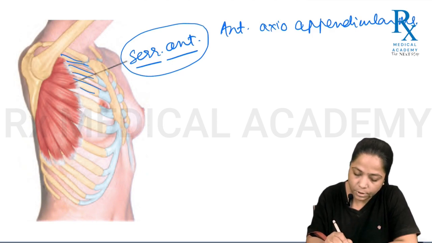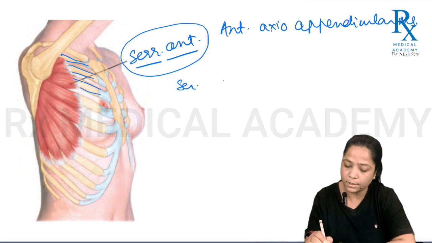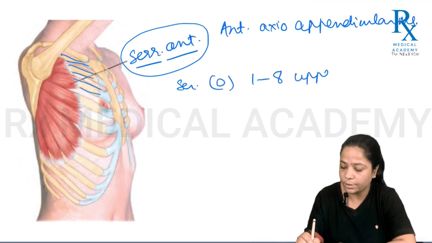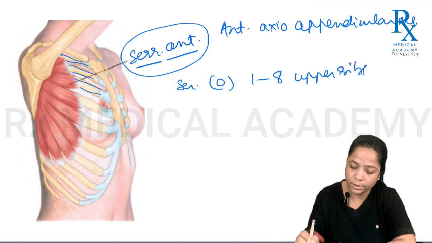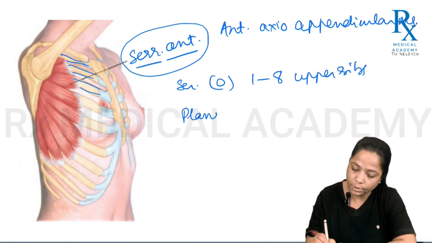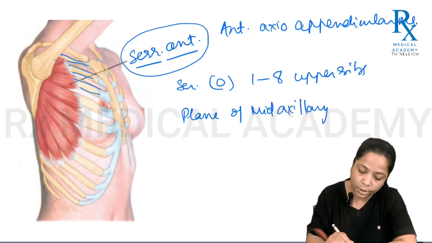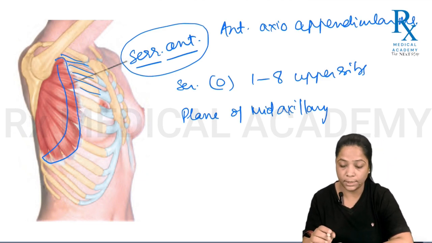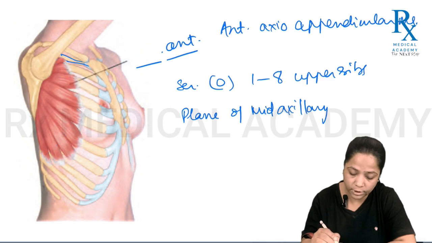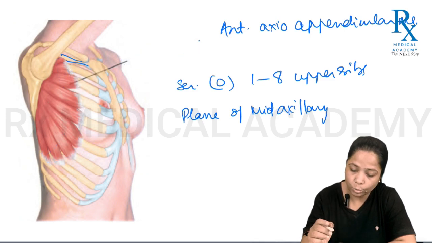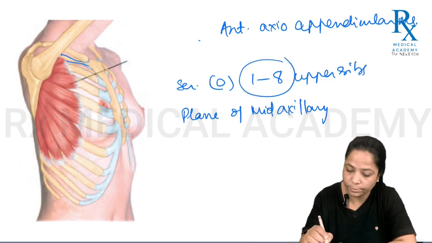So you can see here, these are the ribs. The serratus anterior originates from the upper eight ribs, in the plane of the mid axillary line. So in the plane of the mid axillary line, you will have the origin of the muscle known as serratus anterior, originating from the upper eight ribs.